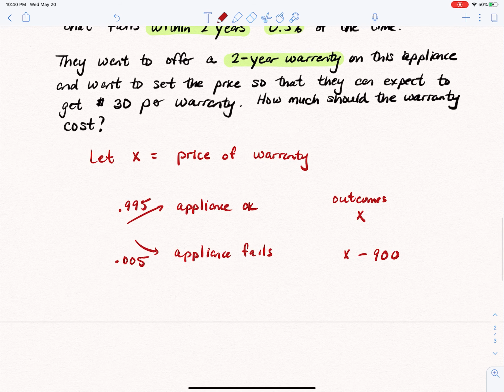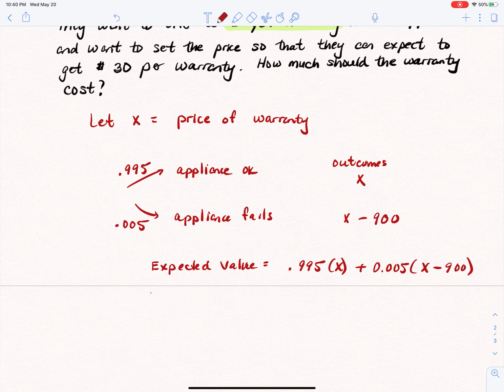So what we have here is expected value, just setting up the equation the way we did before, equal to the probability of one outcome times the outcome, so algebra is going to come into play here, plus the probability of the other outcome times the value of the other outcome. Since we know the expected value is supposed to be 30, we now have an equation to solve.